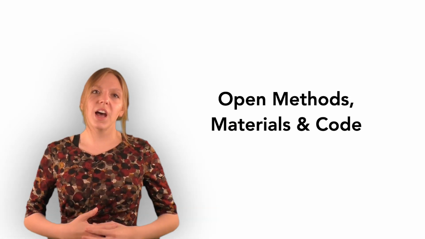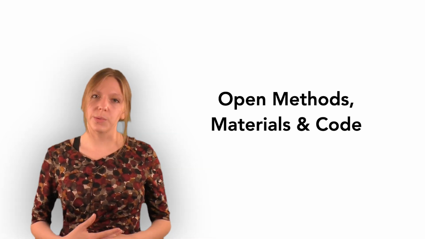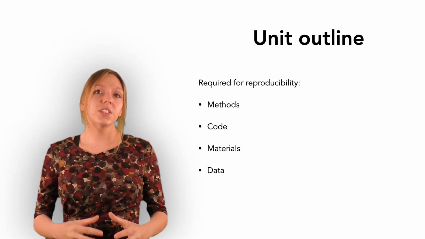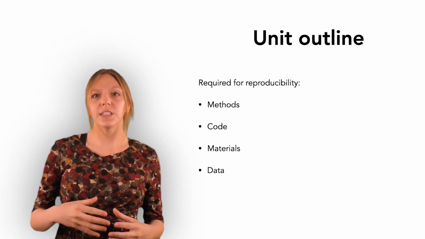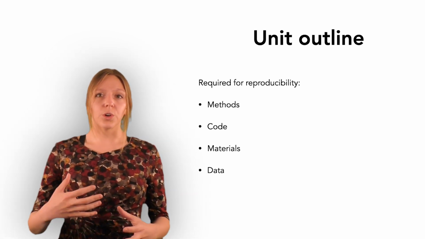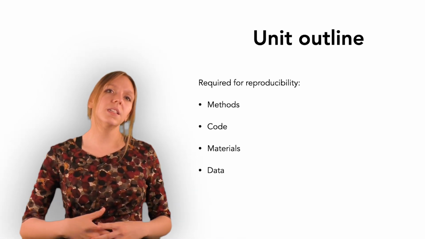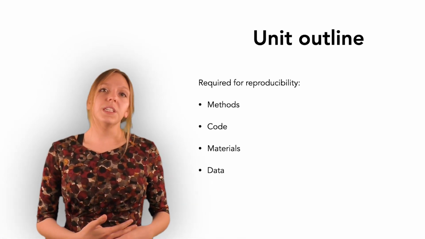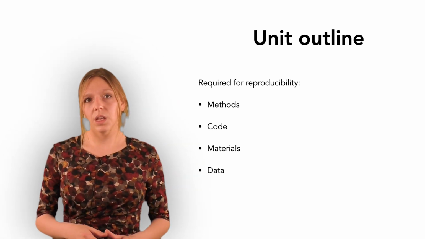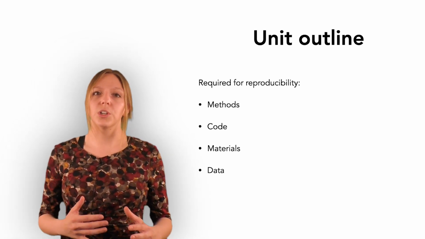This part deals with how to open a number of elements that are required to make it possible to reproduce and replicate a study: open methods, materials, and code. If a study is made to be reproducible, it should include methods that are detailed enough, code for analysis and/or simulations or experiments, depending on what applies, and if applicable, also materials used in the study and data.